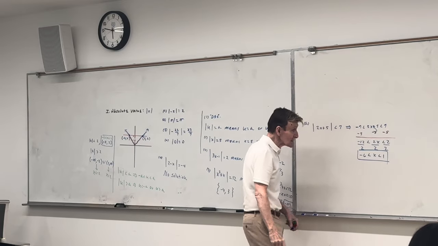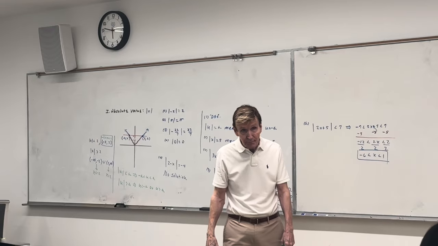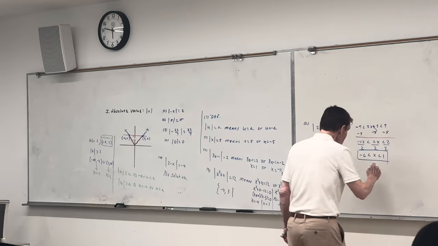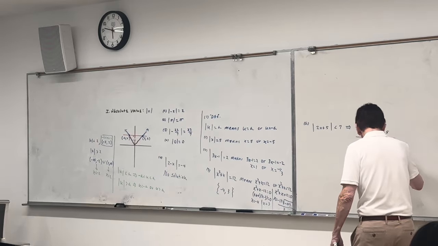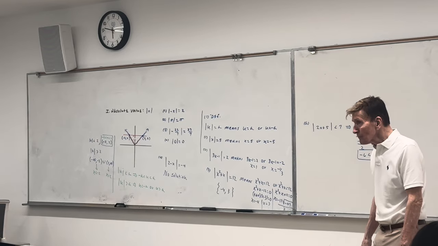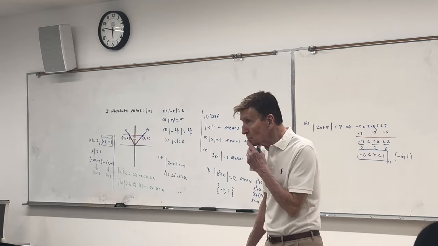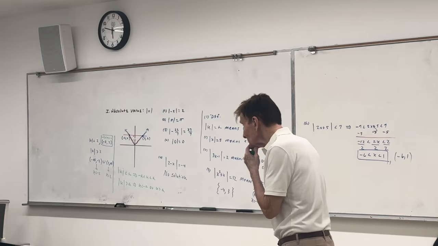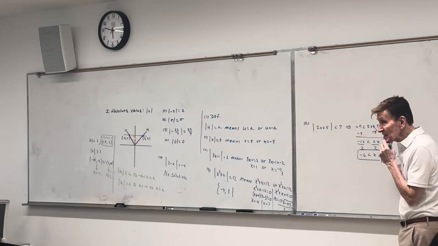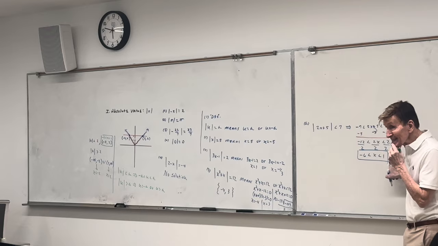And watch out for mistakes I can make here. Are we okay? There's the answer. If I now say put the answer in interval notation, you say, no problem, Professor. This means this: negative 6 up to 1. You're done.